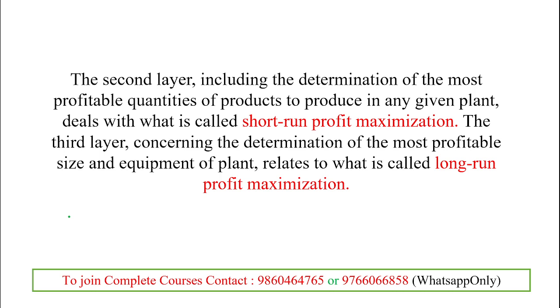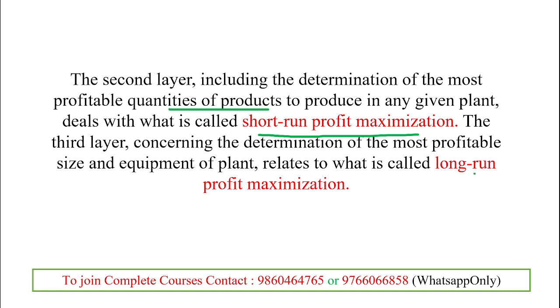We can think that, first of all, a business firm is not at a profit level. Its target is only producing some output with minimum cost. So the first case is producing a short run level of output at cost minimization. And then the second layer: we discuss the profitable quantities of products to produce in any given plant in a cost minimized and also profit maximized way. So it is the second layer, short run profit maximization.